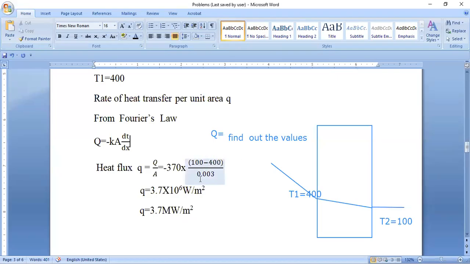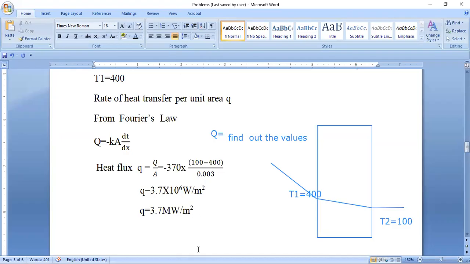T1 is equal to 400 degrees Celsius, and the length is 0.33 centimeters, which will be converted to meter. The heat flux Q is equal to 3.7 into 10 to the power 6 watt per meter square, 3.7 megawatt per meter square. This is the value for heat flux.